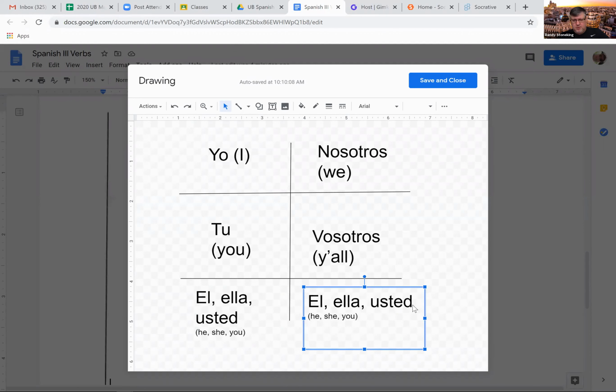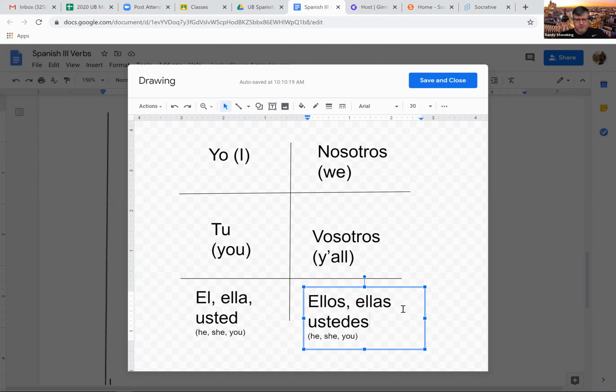That one is ellos, ellas, and ustedes. Which is the equivalent of they when it's all guys, or masculine. If it's not people, then it might be masculine things. They, again, when it's all feminine things, or it's also ustedes, you, all.